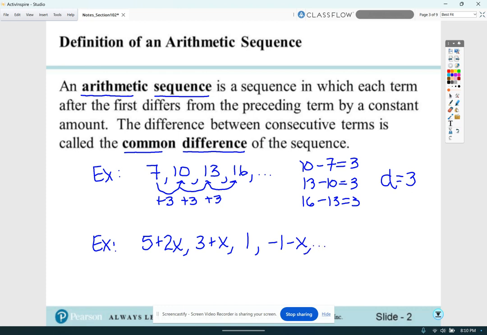All right, so what's happening in this particular sequence is when we go from one term to the next, I'm subtracting 2 and subtracting x. So 5 minus 2 is 3, 2x minus x is x. Then to go from 3 plus x to 1, I subtracted 2 and I subtracted x. And then to go from 1 to negative 1 minus x, I subtracted 2 and subtracted x. So for this one, our common difference would be negative 2 minus x. So arithmetic sequences can be numerical, but they can also be algebraic in nature, like the second one I did here.